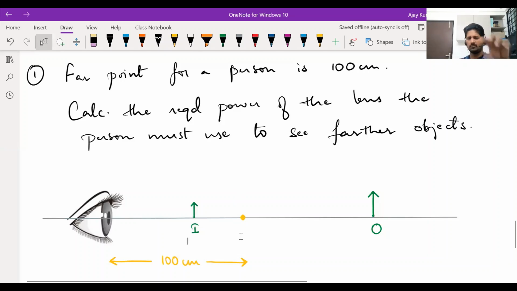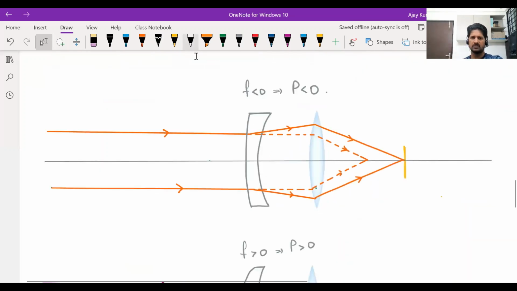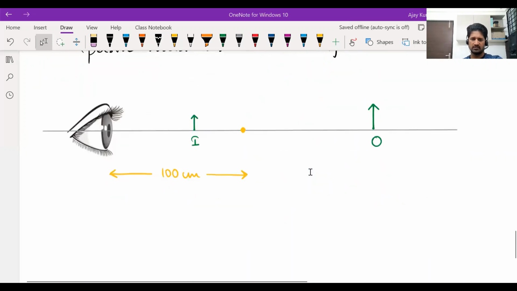Now see, the problem here is myopia. The person is able to clearly see up to 100 centimeters, but not beyond that. Correction for myopia is done using a concave lens, or a diverging lens. Fine. What kind of images does a diverging lens form?